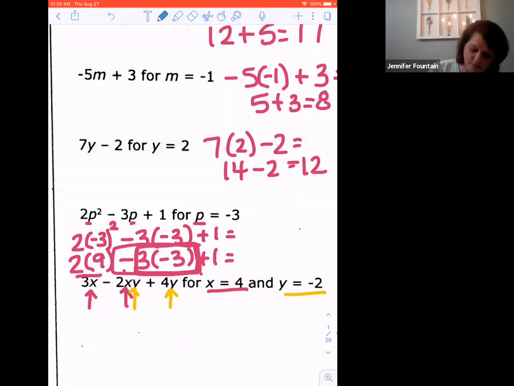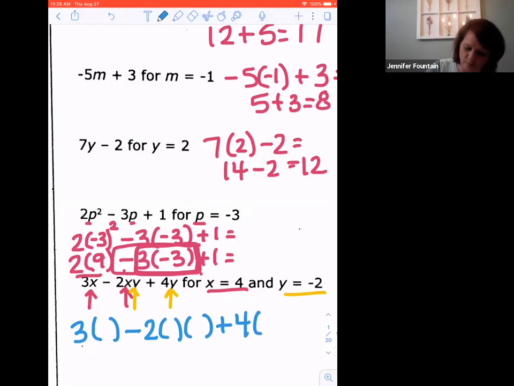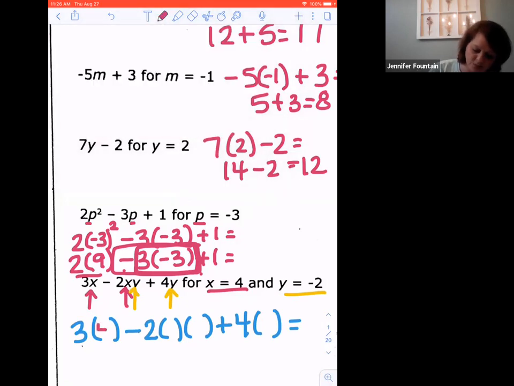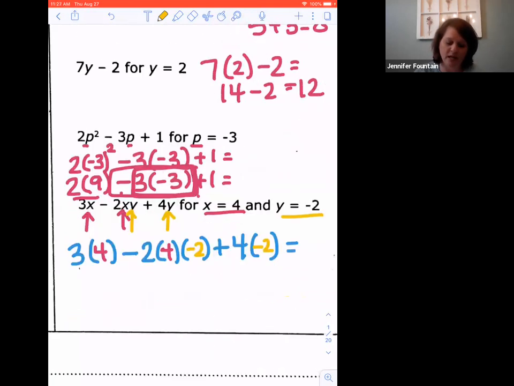So what I'll do is I'll have 3 times -2 times x times y plus 4 times y. Whoop, didn't want to do that. So I've gone ahead and set everything up with my parentheses. So now I'm going to plug in. I'll just do my different colors so you'll be able to see. So if x is 4, then that goes in that one and that one. Y is -2. So I've got to have -2 here and -2 here. Is everybody comfortable with how I plugged everything in?